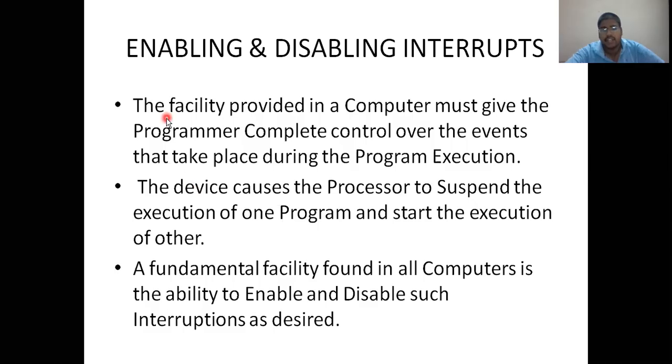So that's what they have given in a matter. The facility provided in a computer must give the program complete control over the events that take place during the program execution. Okay, the device causes the processor to suspend the execution of one program and start execution. A fundamental facility found in all the computers is the ability to enable and disable such interrupts as desired. That's what they have told. Enabling and disabling the interrupts is the fundamental facility that needs to be provided in every processor.